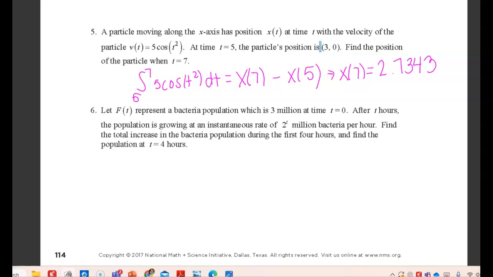And then similarly, here's number 6. It's 24.640 million bacteria. So this is one of those where they give you the initial condition as 3 million. So you have to make sure you know that your answer is in millions.